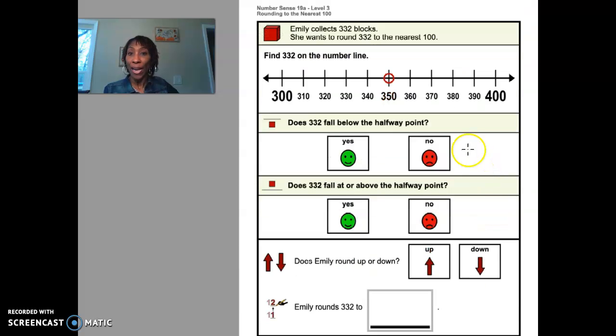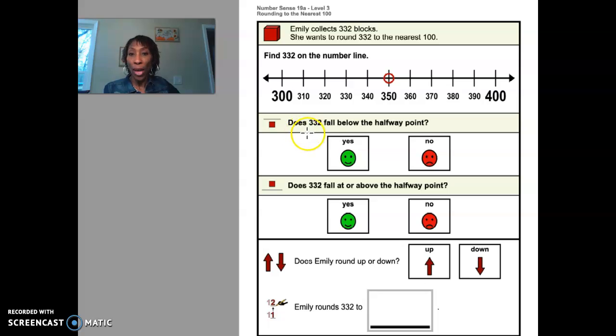So looking at your activity, it is saying that it wants you to round 332 to the nearest 100. Again, you find your number on the number line, whether it is going to be below the halfway point. If it is, you round down. If it's above the halfway point, you round up.